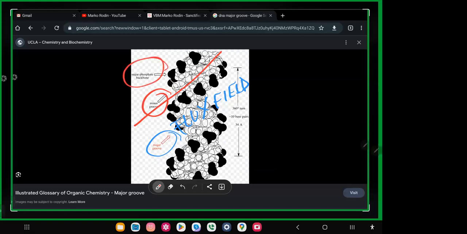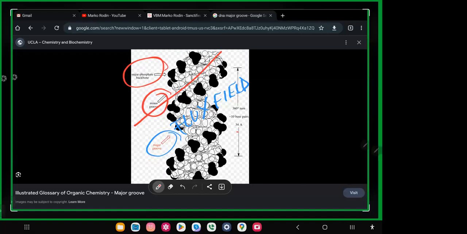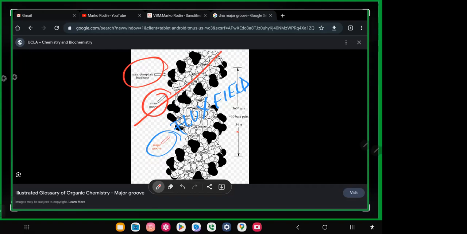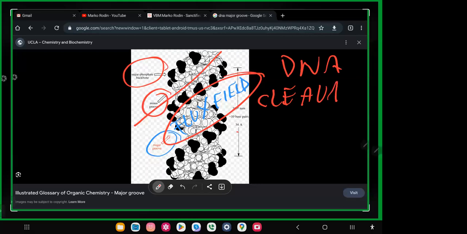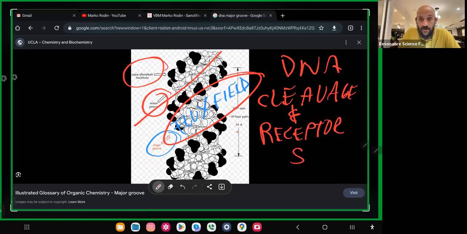There are the phosphates that have the negative charge. With this knowledge, you can end all disease. You can produce unlimited food. You would use higher dimension of these flux fields. You would use them to do cleavage and receptor sites of DNA.